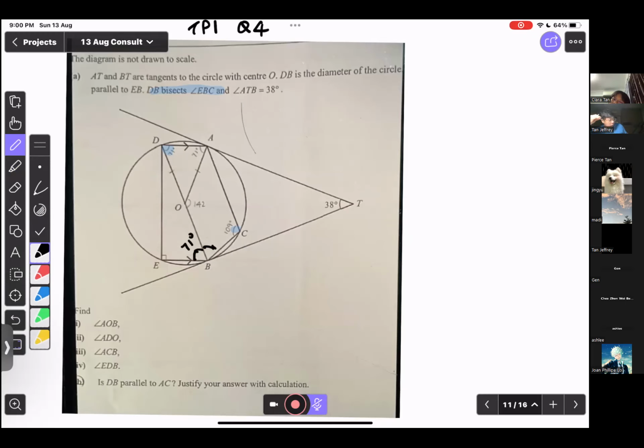What's your part 4 answer? Part 4 answer is 19, right? ACB is 109. ADO is 71. AOB is 142. Okay, so all answers are there. So this is 90. Then this is also 71.